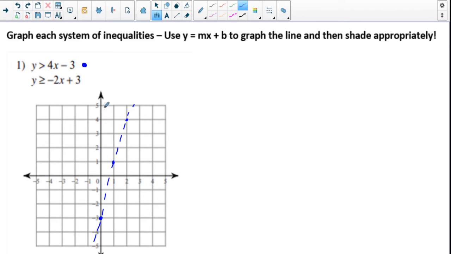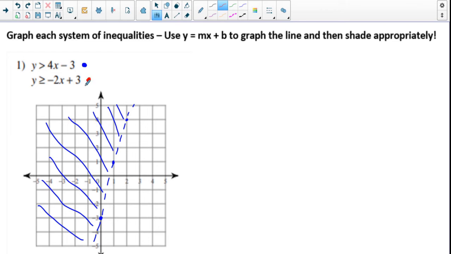So I'm shading up from this since y is greater than this. I would just sort of shade up from this line. If it was less than, I would shade down, but it's greater than. So kind of everything on this side of that line would be included. We also have to graph the other line.